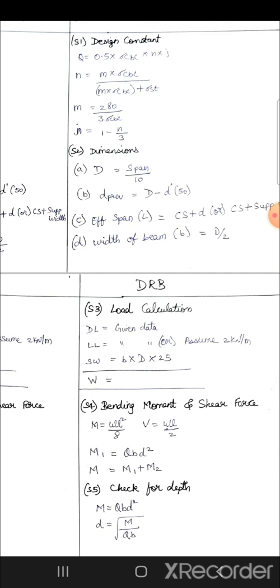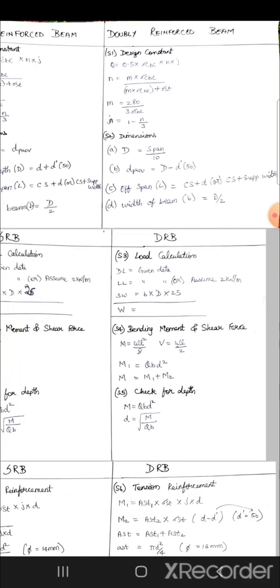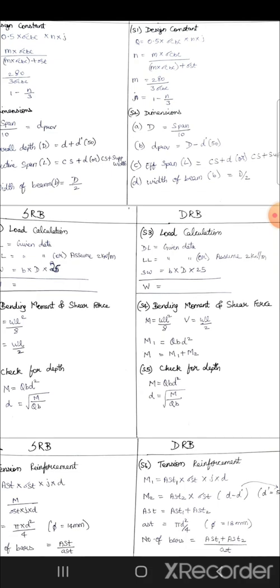dimension is overall depth equal to span by 10, depth provided equal to overall depth minus clear cover. Effective span is clear span plus depth provided or clear span plus support width, which is overall depth by 2. So both are same for singly reinforced beam and doubly reinforced beam.